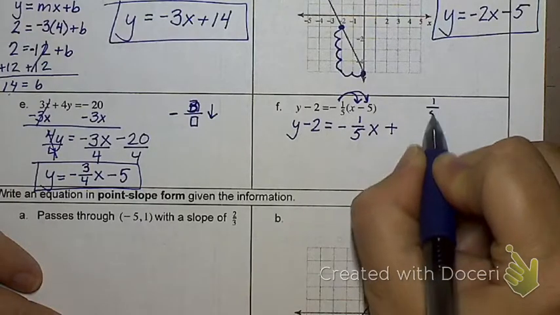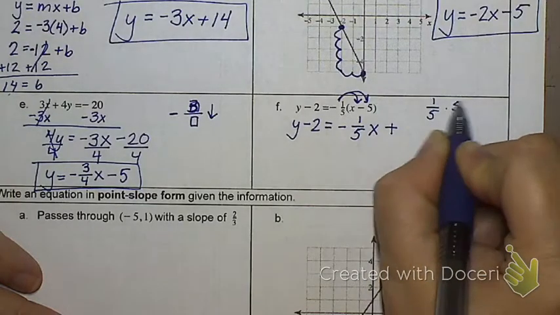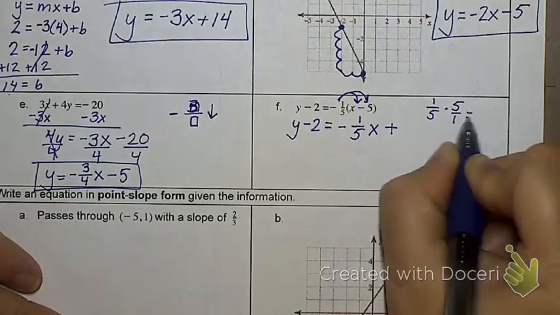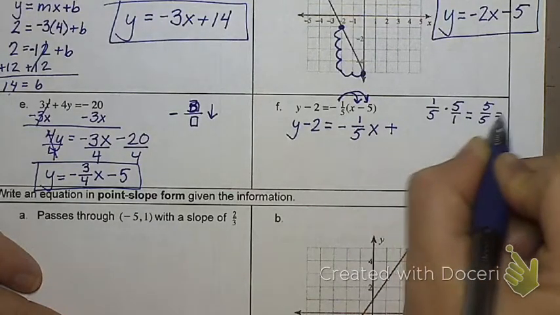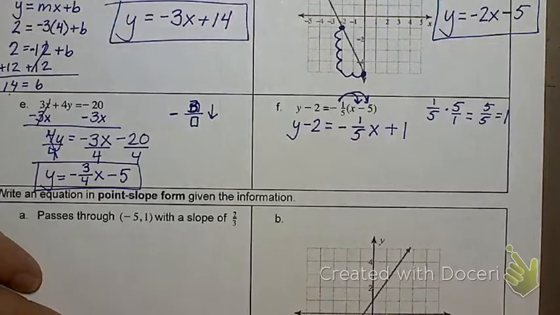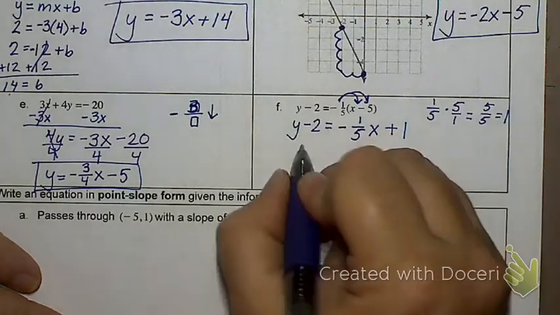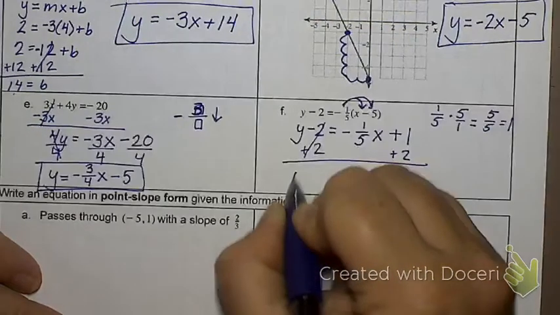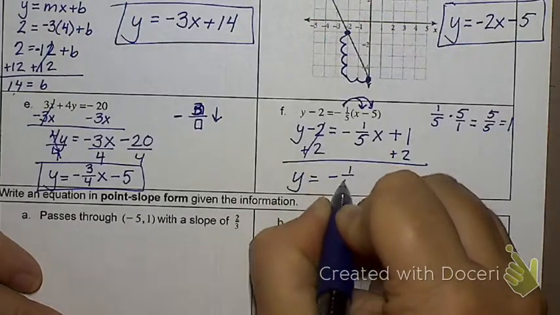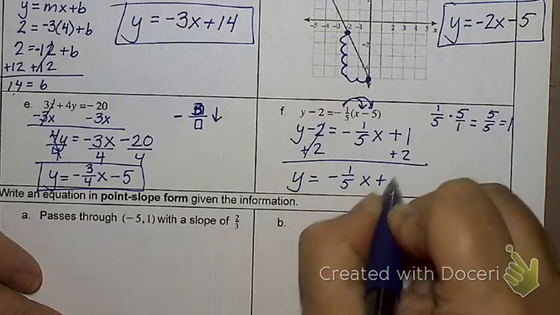Plus 1. And 1/5 times 5 is really times 5 over 1. 1 times 5 is 5. 5 times 1 is 5. It equals 1, doesn't it? Yes. I'm almost in slope-intercept form. Add 2. And y equals negative 1/5 x plus 3.